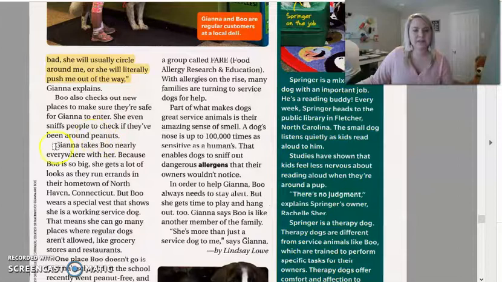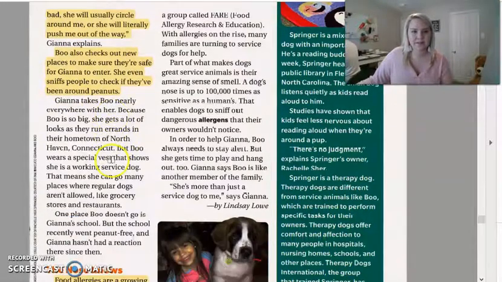She even sniffs people to check if they've been around peanuts. So this is a great thing that Boo does that she was trained to do to help support Gianna. So let's see, we're going to kind of scan our text.